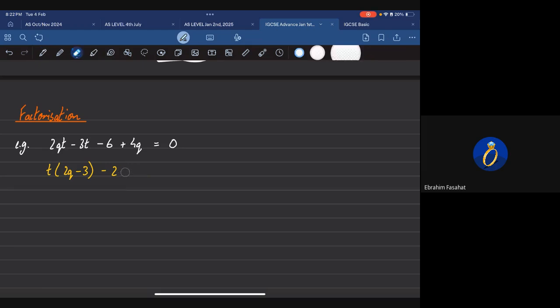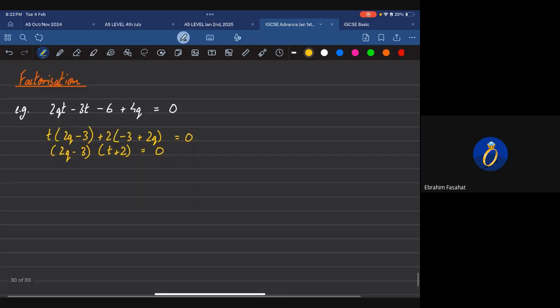Actually, I need to rearrange it a bit. Okay, so sorry, it should be plus 2, and it should be minus 3 plus 2q, because obviously I have to keep it in accordance with the original symbol. Now, we already know that it's supposed to be factorized like 2q minus 3 and t plus 2. Howsoever you may write it, there is absolutely no preference which bracket you write first.